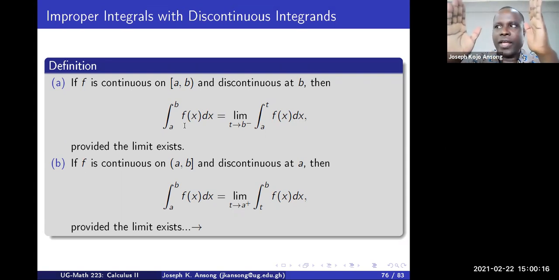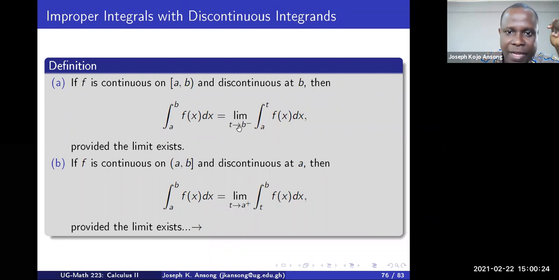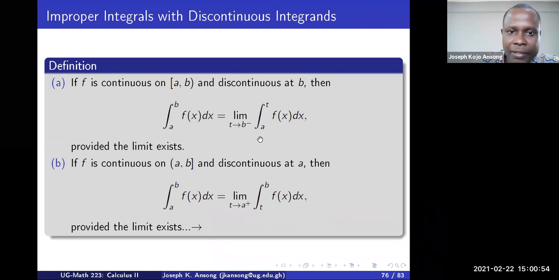This is fine, a is okay. At b the function is discontinuous there, so replace it with some variable and then approach b. So the integral from a to b of f of x dx is the limit as t approaches b from the left-hand side of the integral from a to t of f of x dx. So again, I integrate this, and after that I find the limit as t approaches b from the left. If the limit exists, of course, then the integral is convergent, otherwise it's divergent.